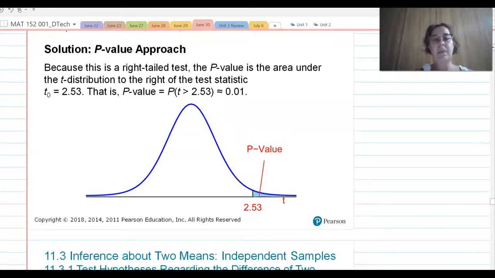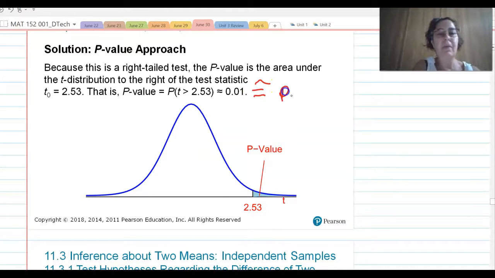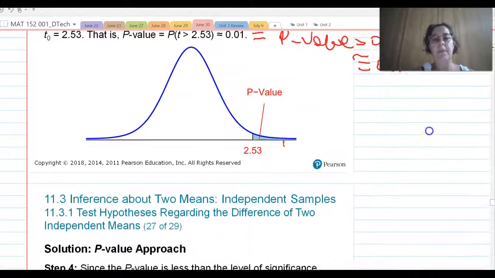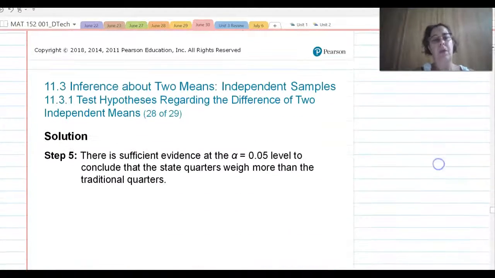So the p-value we're reading here is 0.01. The p-value our calculator reads is 0.0086, which is very close to the hand-calculated one. If you round those two figures, you will get approximately 0.01 in both cases, and the test statistics are also the same. And then we can make the interpretation.